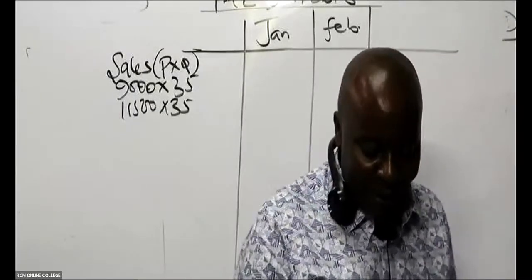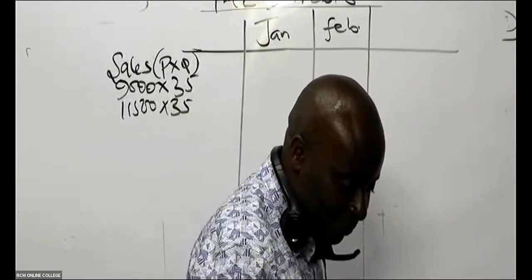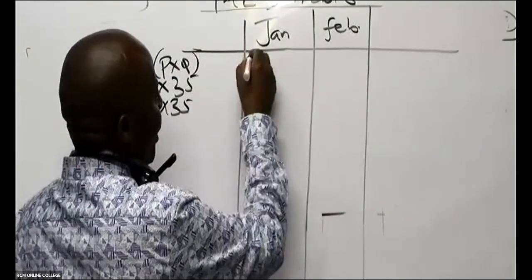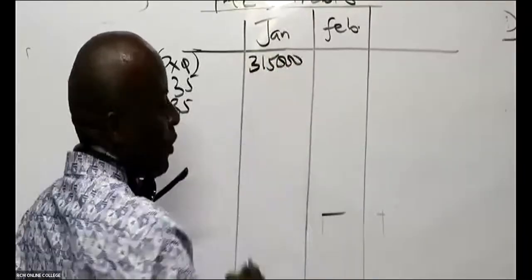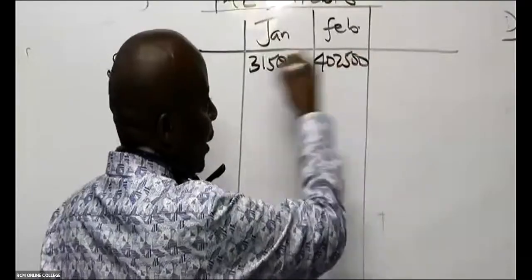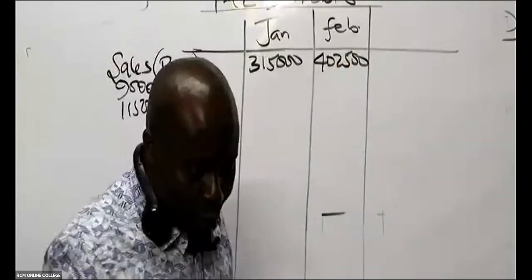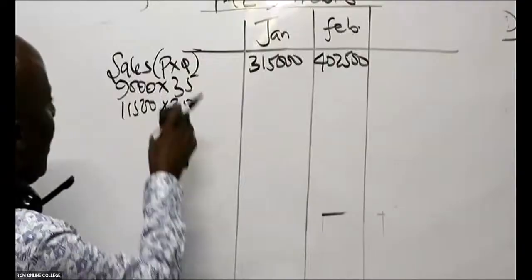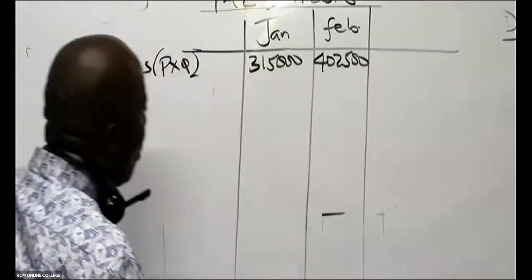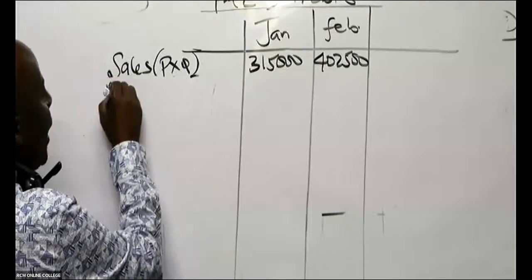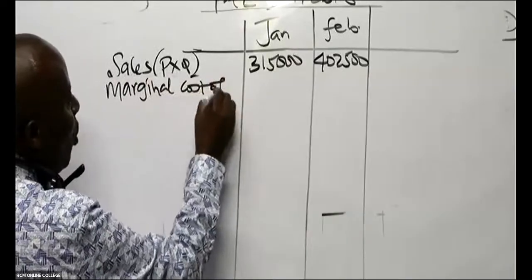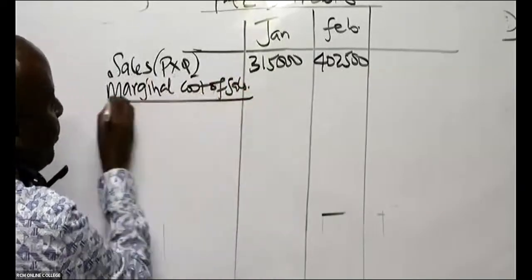Everything shall be fine. So then are you able to give me these numbers? January 315,000, isn't it? So January 315,000. And then February 402,500. And now with your permission, I will be able to grab this. That is sales. So from there, you come and give us what we call the marginal cost of sales. So you less the marginal cost of sales.